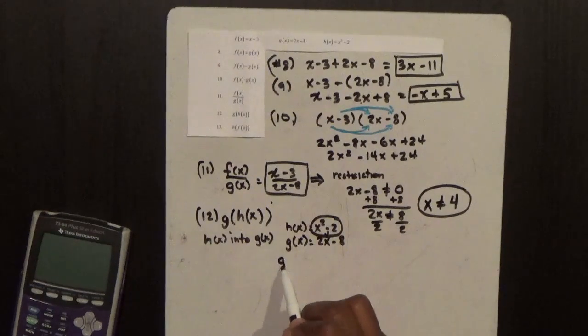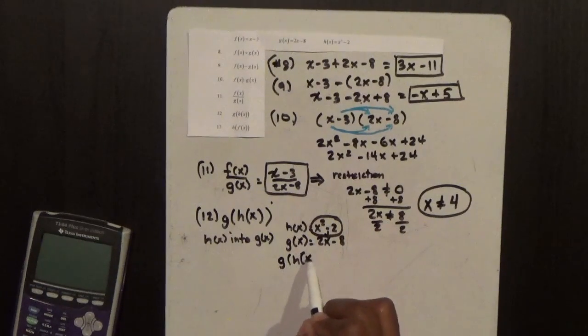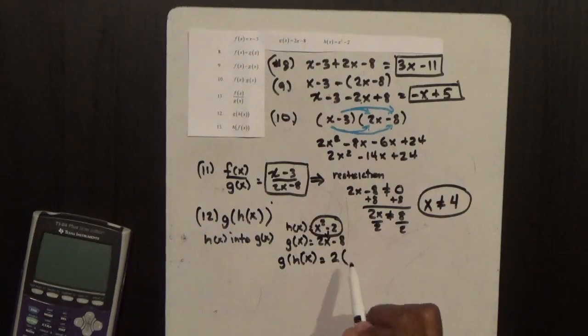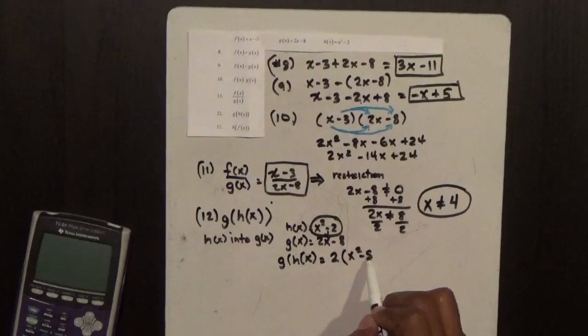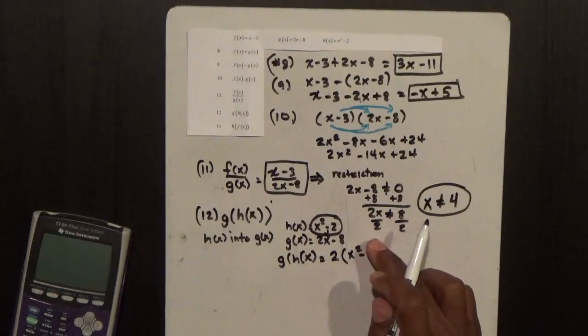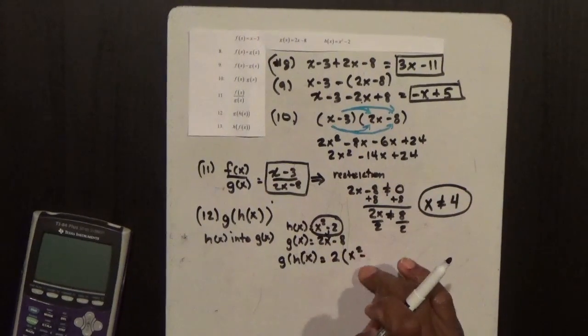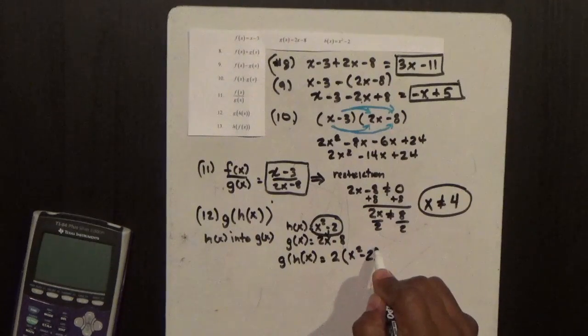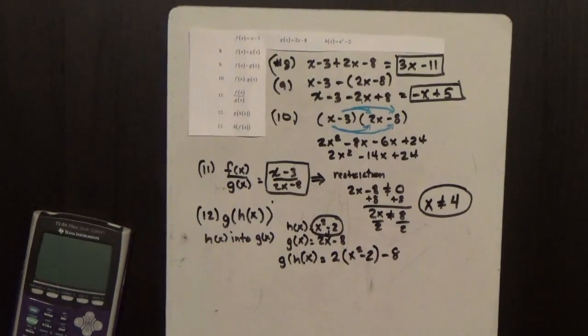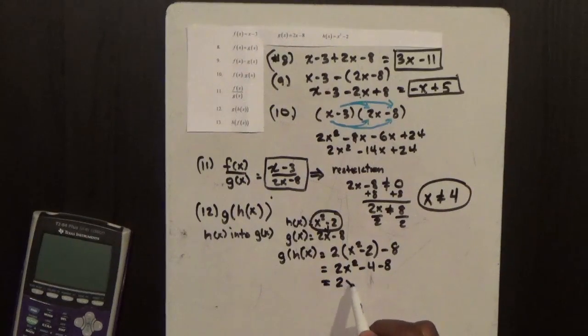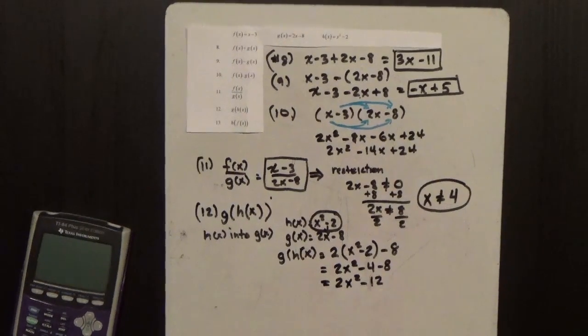So g of h of x is 2 times x squared minus 8. Oops, I'm sorry. No, x squared minus 2, minus 8. Usually we ask to simplify this a little bit, do distributive property. This gives you 2x squared minus 4 minus 8, and that's equal to 2x squared minus 12. All right, number 13.